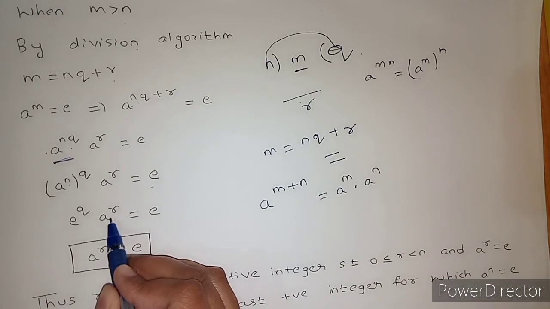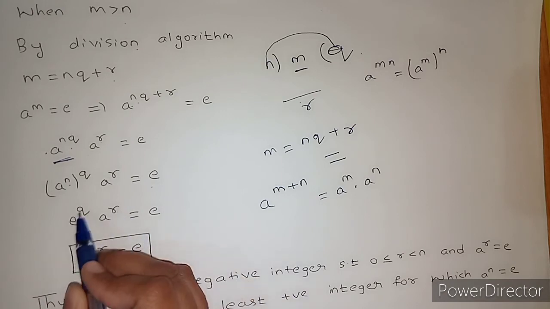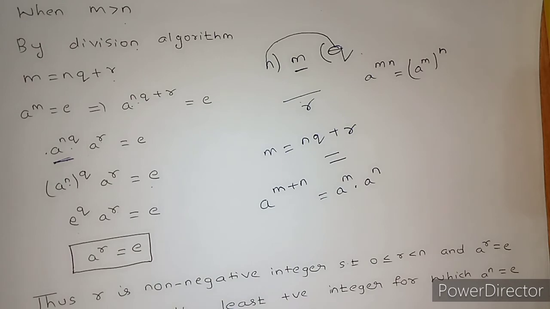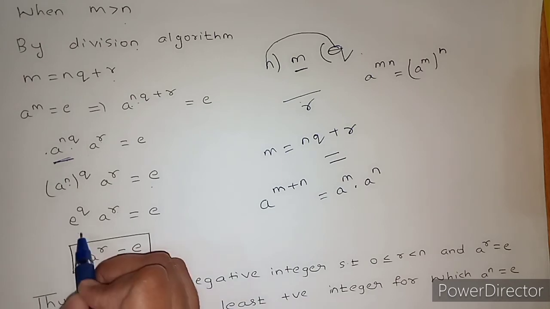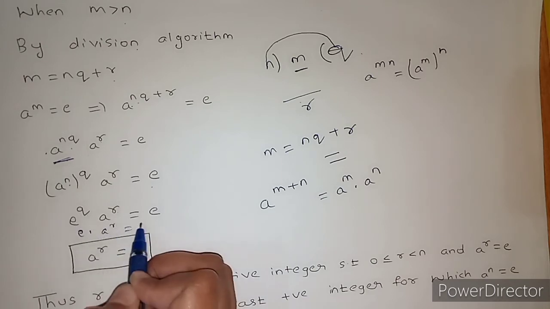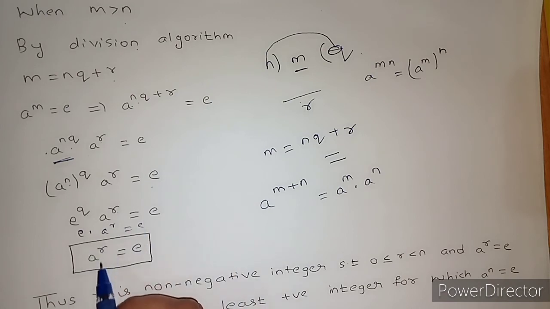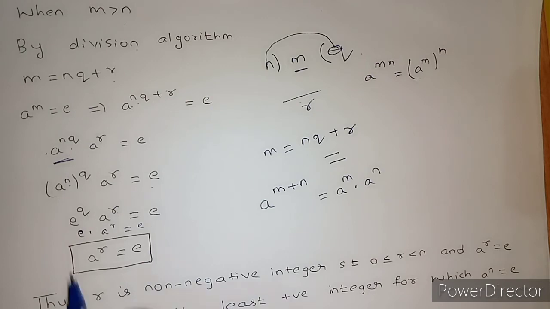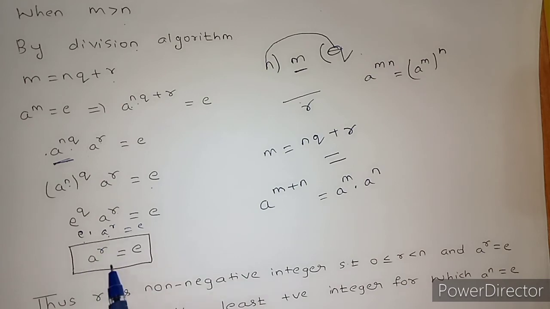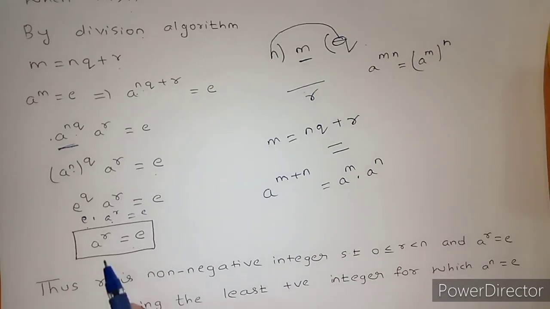We know that a^n is e, right? So e^q into a^r is equal to e. Identity e to the power of anything is e. So e into a^r, and if the identity element is multiplied to any element, we get the same element. So e into a^r is a^r, which equals e. Here the order of an element condition is satisfied, a^r is equal to e.